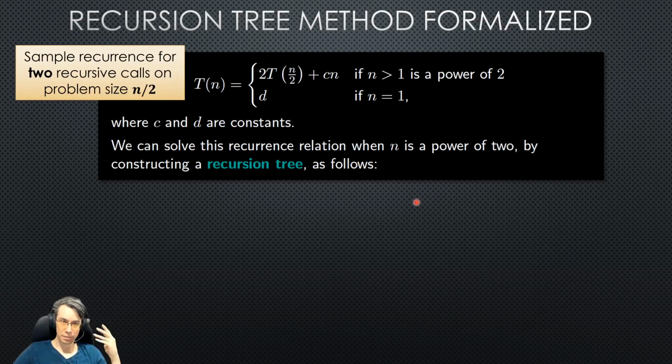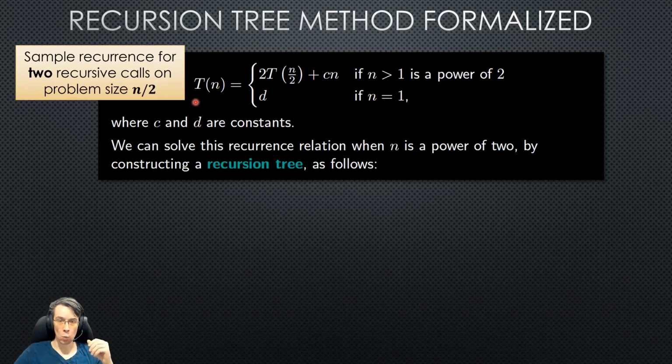Okay, so let's formalize the recursion tree method a little bit. Here we have this recurrence relation. This is a sample recurrence relation for any recursive algorithm that makes 2 recursive calls, where each of those recursive calls has problem size n over 2, and does c times n work, for n greater than 1, and n being a power of 2. We're just going to assume that n is a power of 2 to make the math easy here. And then the base case has this complexity d, so c and d are some constants.